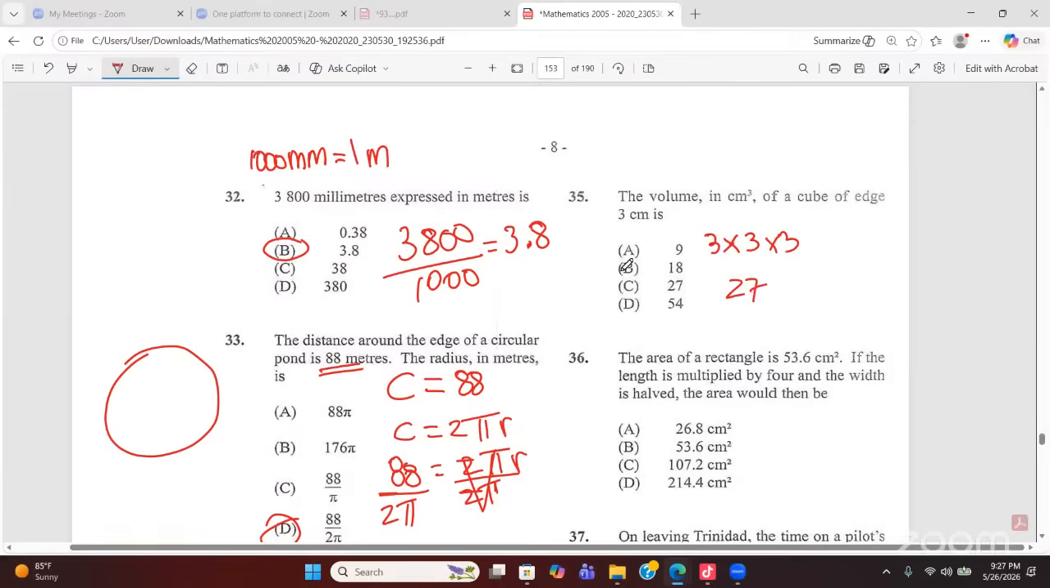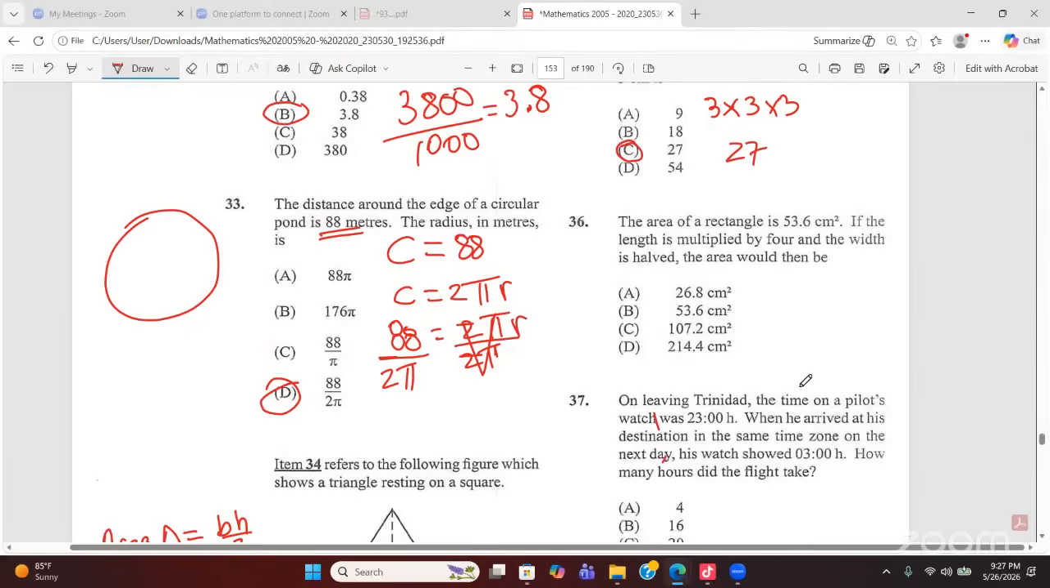Remember, there it is. We're multiplying. So our answer is C. It's a very highly repeated question, to be honest.